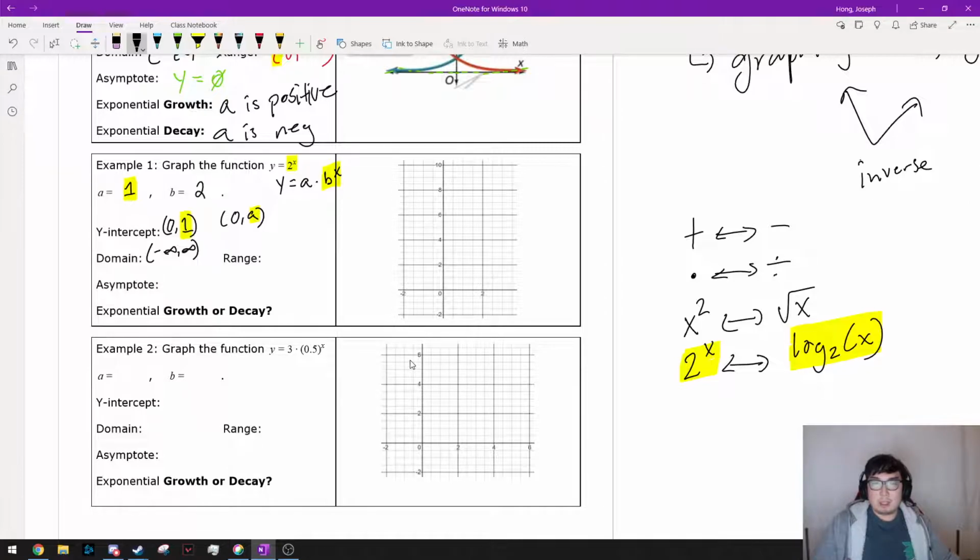So if I say x and y, if x is 1, if I plug in 2 to the power of 1, that's 2. If x is 2, 2 squared is 4. If I do x is equal to 3, I get 2 times 2 times 2, which is 8. So this is going to be times 2, times 2, times 2. So 4 is going to be 16, and so on and so on.